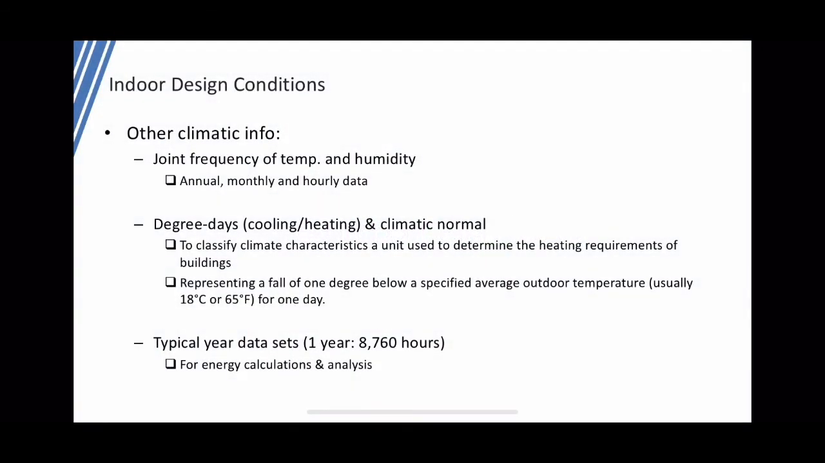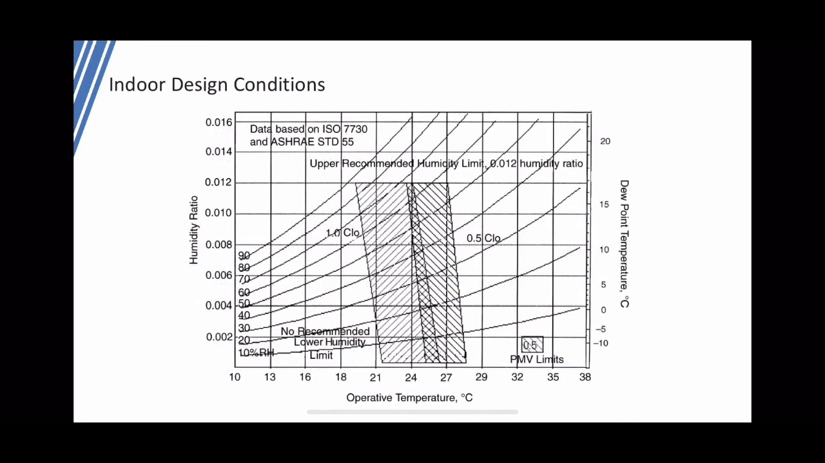Indoor design criteria will also be climatic: annual, monthly, and hourly data, the degree days, and also the typical data sets. So you can also use this climatic information to design indoor conditions, which will in turn promote thermal comfort inside the building, right? Maybe in summer and also in winter. And the main one here will be thermal comfort. So this is the indoor design condition. The indoor design condition must meet thermal comfort, right?